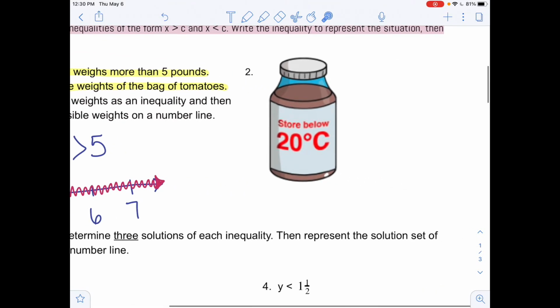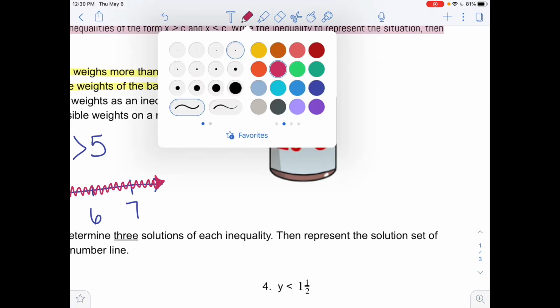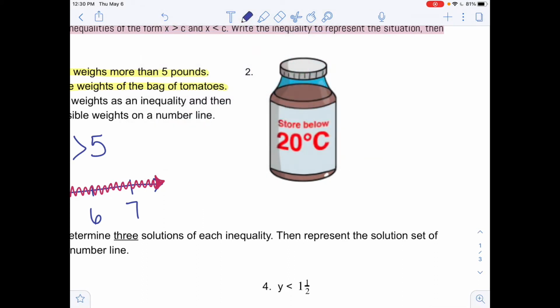Okay, let's take a look at number 2 with this jar here. So on the jar, the label says to store below 20 degrees Celsius. So I'm going to use T to represent our temperatures. So the temperature here has to be below 20 degrees Celsius, or less than 20 degrees. So my inequality is showing that any temperatures are less than 20.